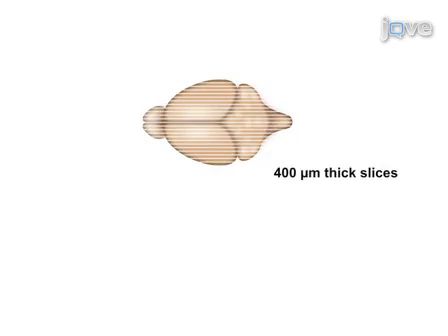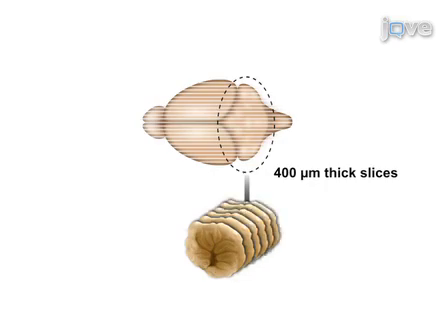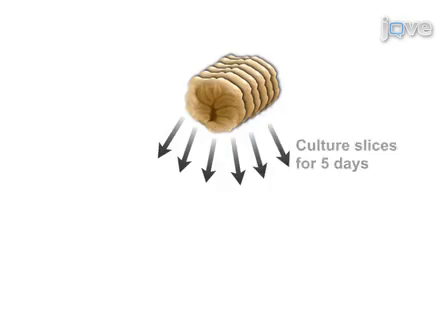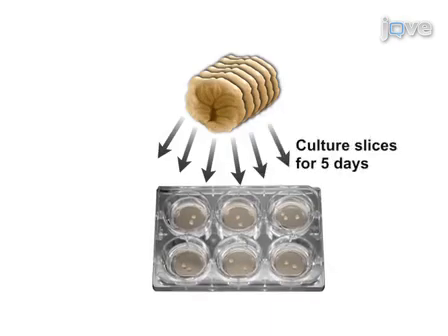The second step is to slice the brains in 400 micrometer thick slices and isolate the cerebellum from each slice. The third step is to culture the cerebellar slices for 5 days to make sure they are healthy before inducing cell death with Fas ligand.